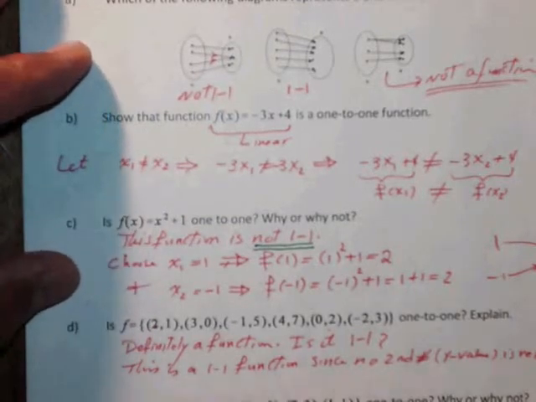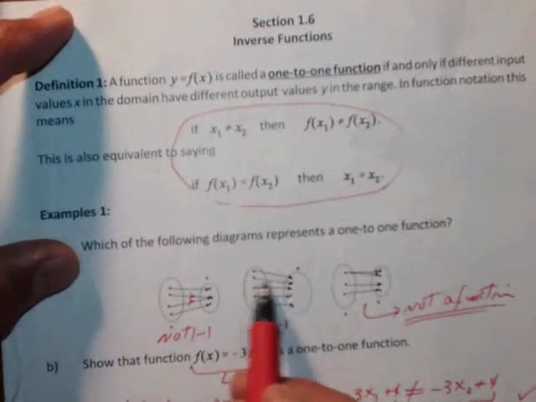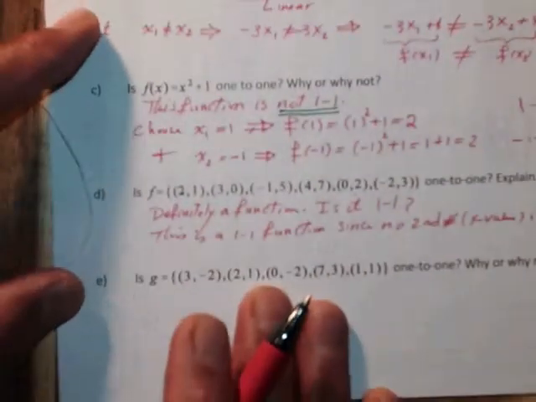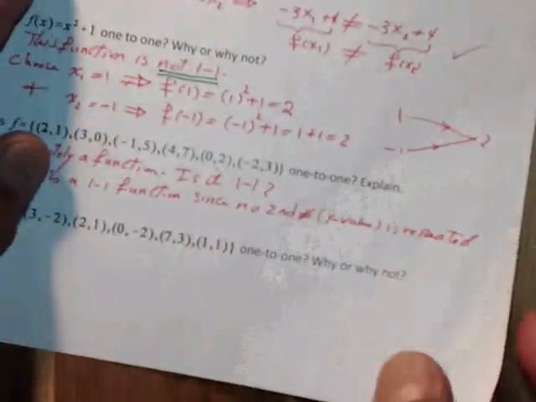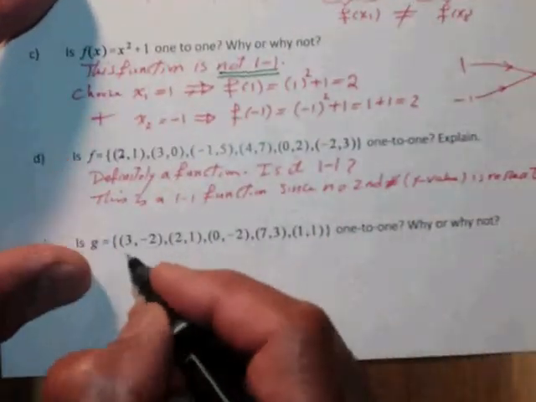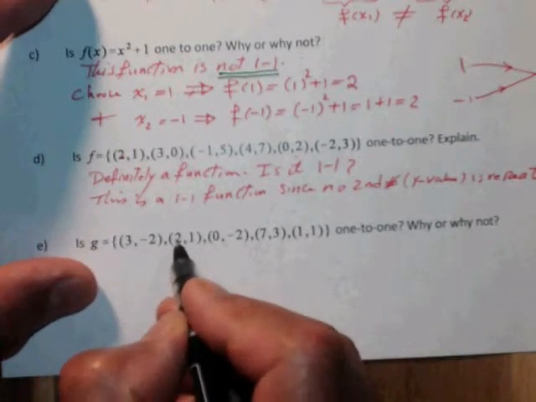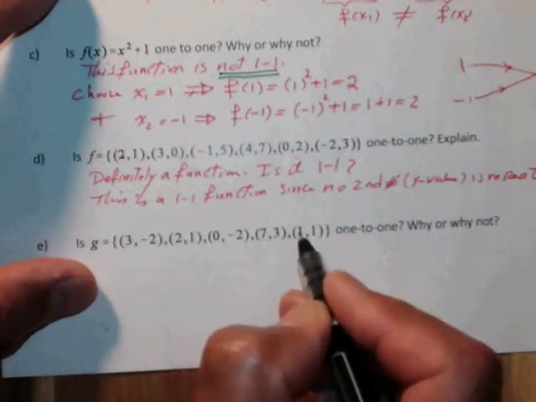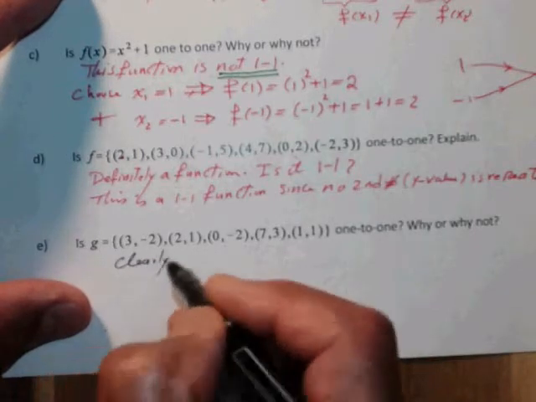In fact, if you draw the diagram, it goes like this. You see, 1 to 1, and so on. Let me see if I can actually... Well, I'll do it for the next one. Let's see what the next one is. Is this a function? So let's see. 3 is not repeated. Neither is 2. 0 is not repeated. 7 is not repeated. 1, as the first numbers are not repeated. So definitely, clearly a function.